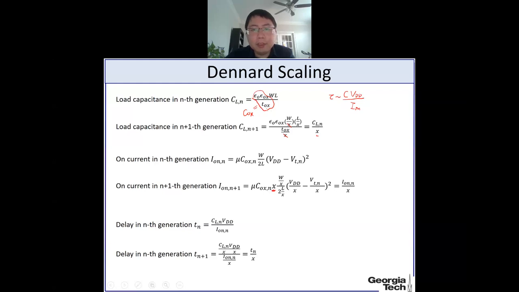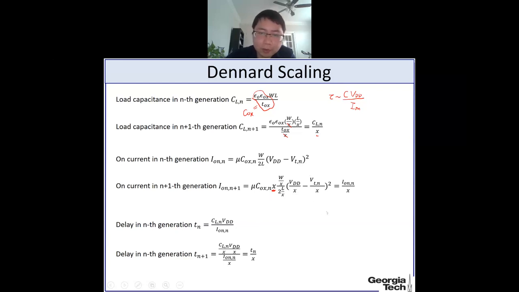Then the oxide capacitance will increase because TOX is in the denominator. So COX will become COX times X. And then similarly, W will become W over X, and L will become L over X. And we'll assume all the voltages scale. So the voltage VDD will become VDD divided by X, and the threshold voltage will become threshold voltage divided by X.